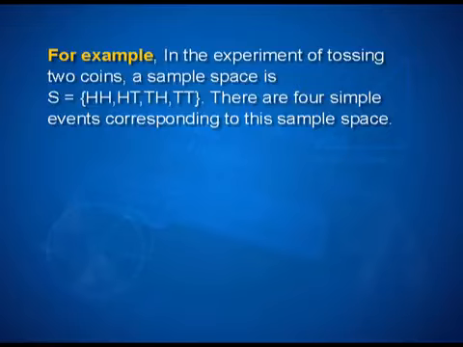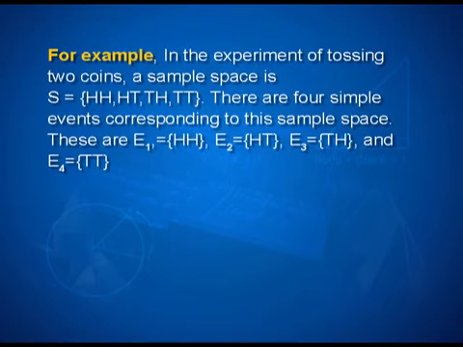For example, in the experiment of tossing 2 coins, the sample space is S = {HH, HT, TH, TT}. There are 4 simple events corresponding to this sample space. These are E1 = {HH}, E2 = {HT}, E3 = {TH} and E4 = {TT}.